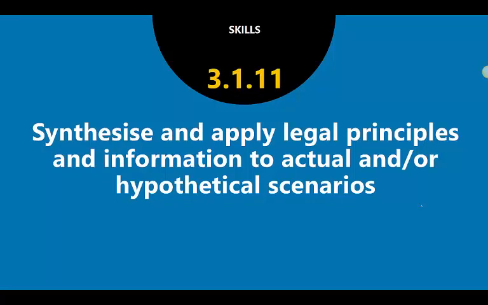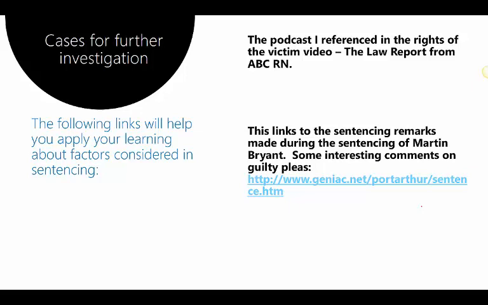So this is the skill I was talking about before in terms of applying to case studies, and there are a couple of really good ones for you to look at. I mentioned during the rights of the victim a podcast called The Law Report, where you heard from Rodney Miller's wife, Silken Miller, who was killed in the police shootings, and you hear her talk about how, as a victim of crime, her husband was murdered, her rights in the sentencing process and those factors that were considered. So that's a really good one to listen to.